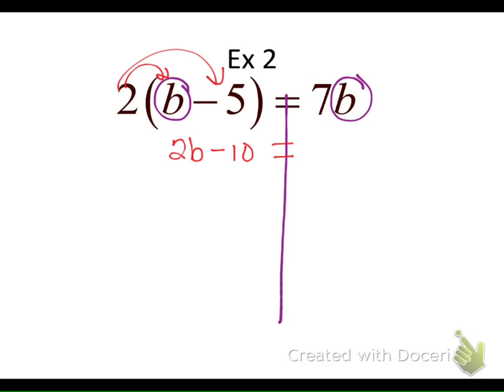So then I go to the right side. Can I simplify anything on my right side? Nah, it's just a 7b, so I drop it.